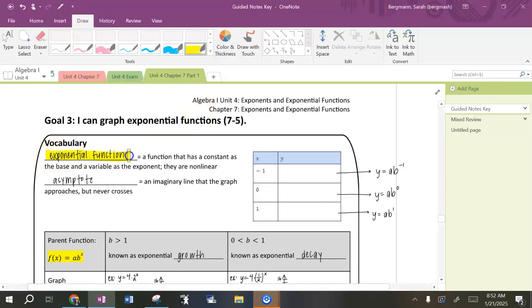The definition of an exponential function is a function that has a constant as the base and a variable as the exponent. It's helpful to know that they are non-linear, meaning they're not a straight line. They're not going to be able to be put in that form y equals mx plus b, because that is only for linear functions. So this is the first function we're talking about that is non-linear.